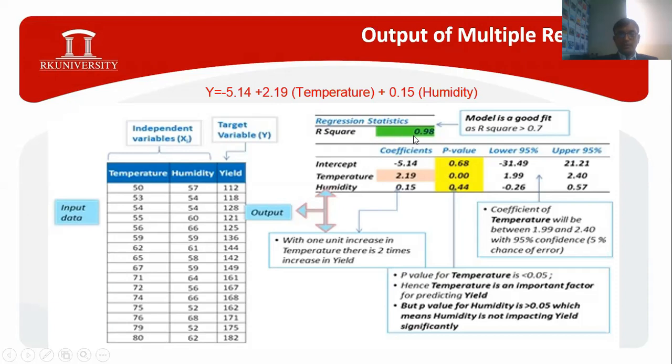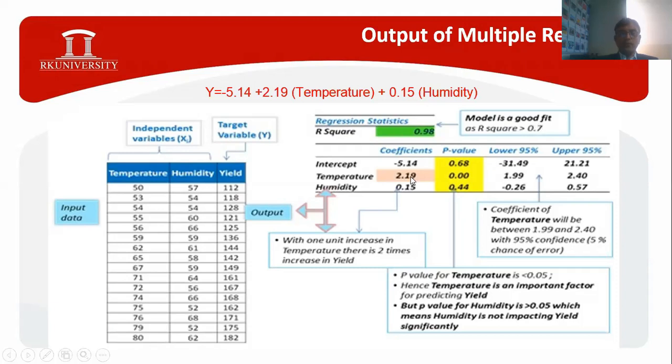This is a regression statistic which is R square, which is called the coefficient of determination. Here the value of R square is greater than 0.7. That means the model which we have developed to predict the yield is a good model and fit for regression analysis.